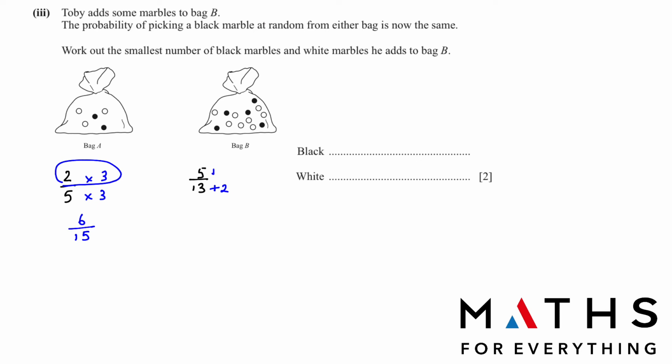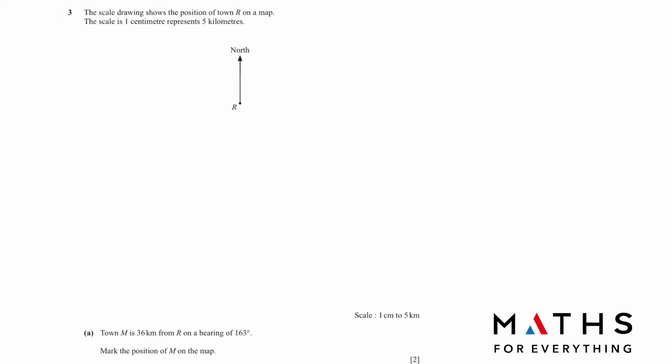So what should I add here? 1. Now we have 6 over 15. So how many black did we add? 1. And how many total did we add? 2 marbles we added. So if one is black, the other will be white. I hope you understood this.